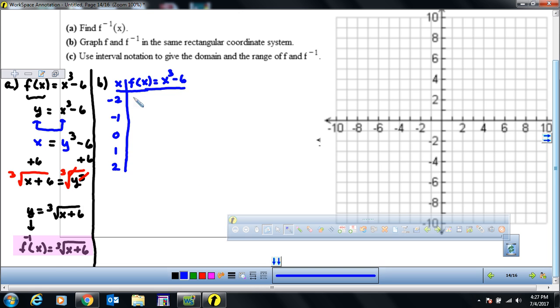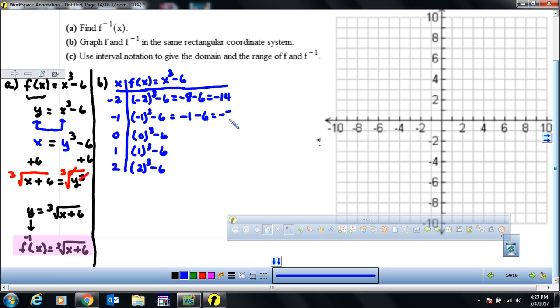So when I substitute them, this is going to be -2 to the third power minus 6, then -1 to the third power minus 6, 0 to the third power minus 6, 1 to the third power minus 6, and the last one is 2 to the third power minus 6. So -2 to the third power is -2 times -2 times -2, which is -8. Minus 6 is going to be -14. Then, -1 times -1 times -1 is -1. Minus 6 is -7.